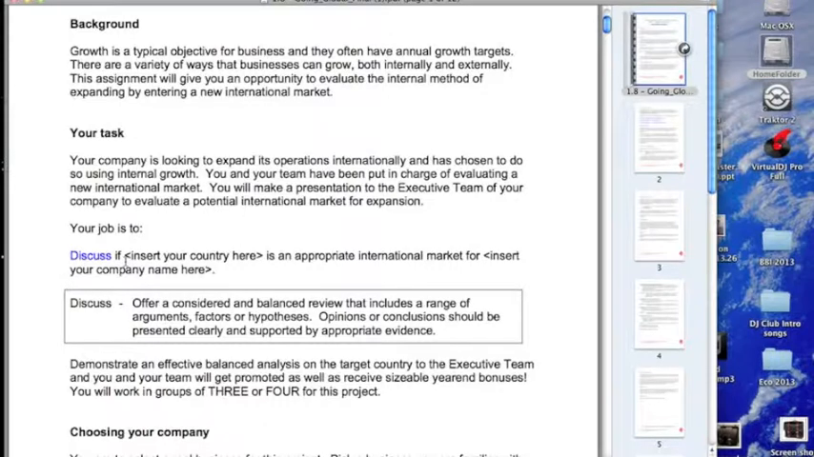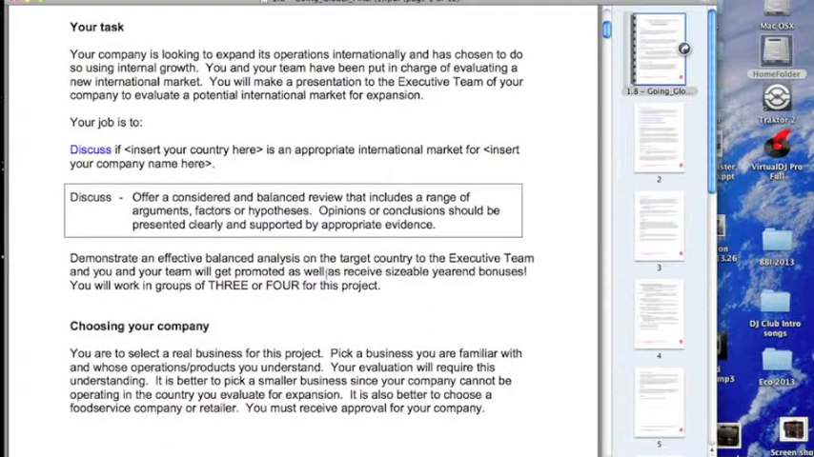Discuss if your country is an appropriate international market for the company. In the discuss questions, we're looking at both the positives and the negatives. So demonstrate an effective, balanced analysis of your target country to the executive team, and your team will get promoted as well as receive sizable year-end bonuses, meaning high marks. You work in groups of 3 or 4. You need to choose that now.